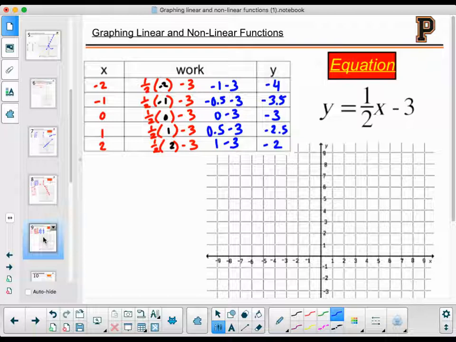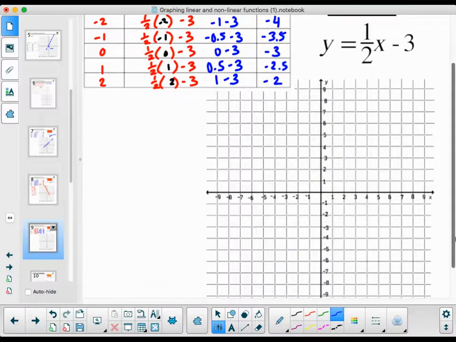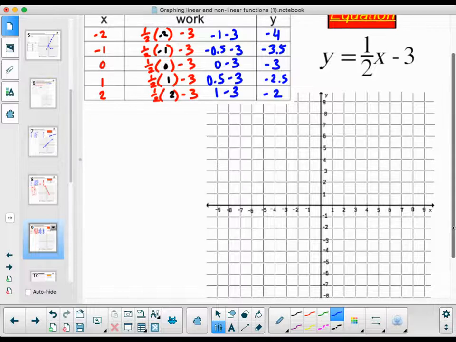So I've got all of my ordered pairs here. -2, -4 is 2 units to the left and 4 units down. I'm going to have to scroll a little bit. 2 units left, 4 units down. -1, -3.5 is going to be about right here. 0, -3 is going to be about right here. 1, -2.5, about right there. And 2, -2. So my graph of this straight line function is looking something like this.